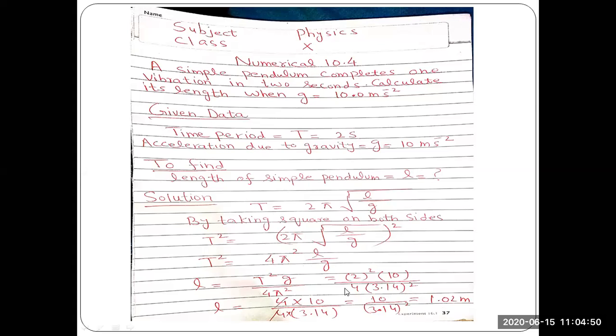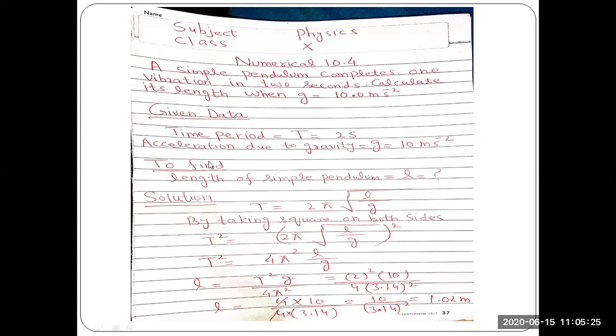So 2 square is 4. This 4 will be cancelled with the bottom 4. So what is left? 10 divided by 3.14 square. There is a mistake over here, so you need to put this square over here. So take 3.14 whole square and then divide this by 10. You will get 1.02 meter. So unit of length is meter, and 1.02 meter is the required length.